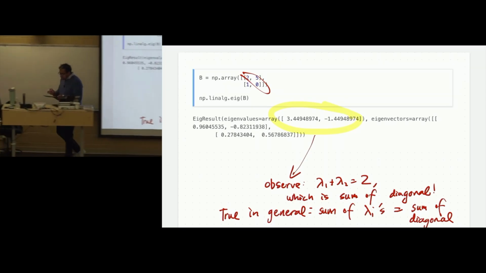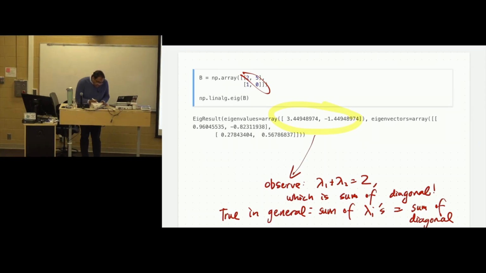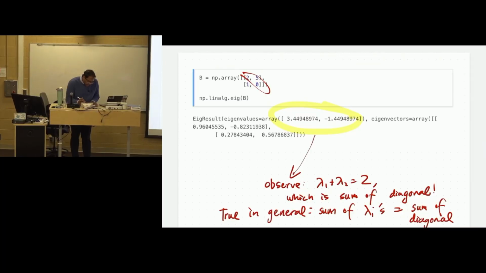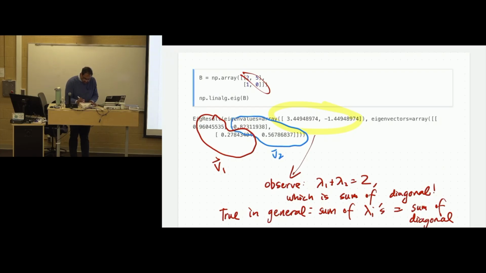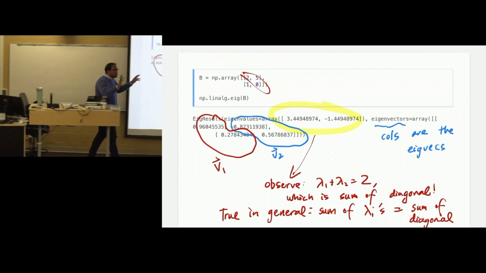Okay. The other thing I wanted to mention is that when you use np.linalg.eig, the columns of the array it gives you back are the eigenvectors, not the rows. Though sometimes it'll print it misleadingly and you'll think it's the rows. So this is the first eigenvector, and this is the second. So the columns are the eigenvectors. But remember, an eigenvector is not uniquely defined.